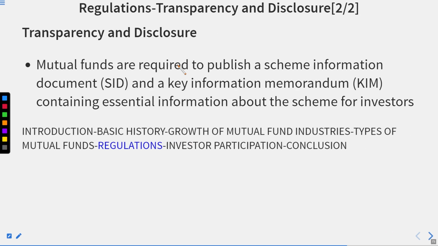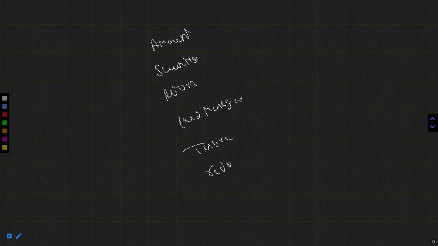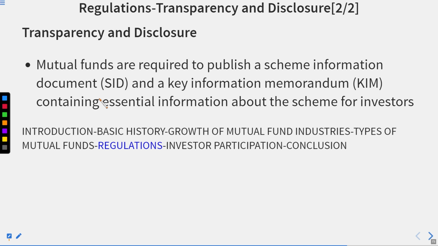Mutual funds are required to publish a scheme information document and the key information memorandum, KIM, containing salient information about the schemes for the investors. The information contains things like the amount required, the security they are going to invest in, the return promised, who will be the fund manager, tenure, and redemption. All of these are basically mentioned in the SID, Scheme Information Document. So what is the meaning of KIM?